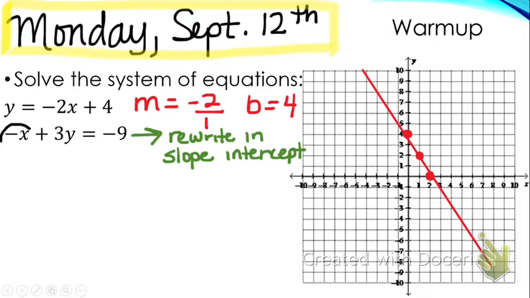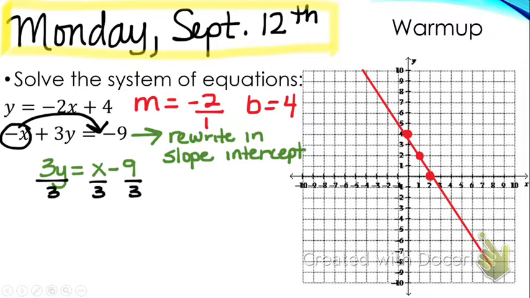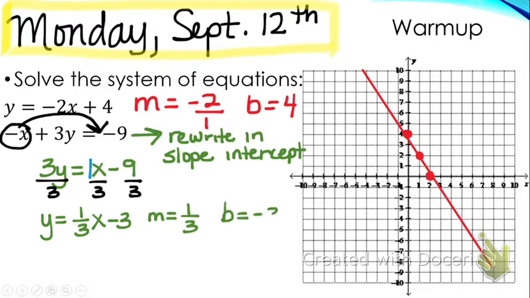So you're going to take this -x, move it across the equal sign. And whenever you do that, it changes sign. So it's going to become a positive x. And then you're going to divide everything by 3. But keep in mind that there is an invisible 1 in front of the x right now. So that equation becomes y equals 1/3 x minus 3. Your slope is 1 over 3, and the y-intercept is -3. Go ahead and graph that.